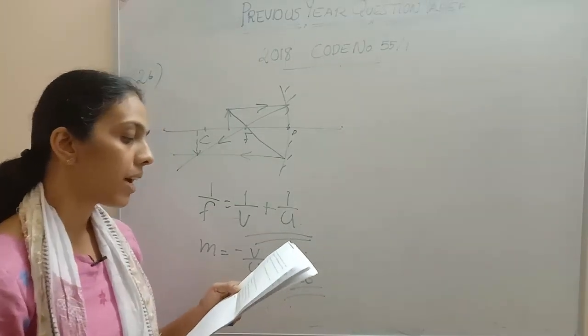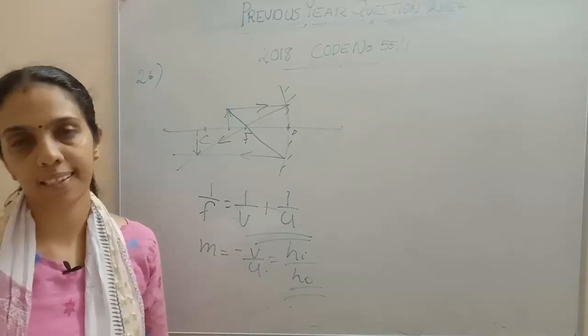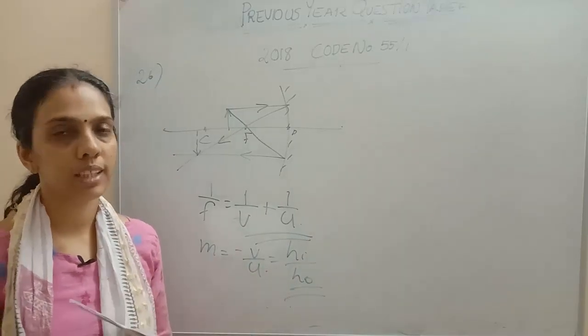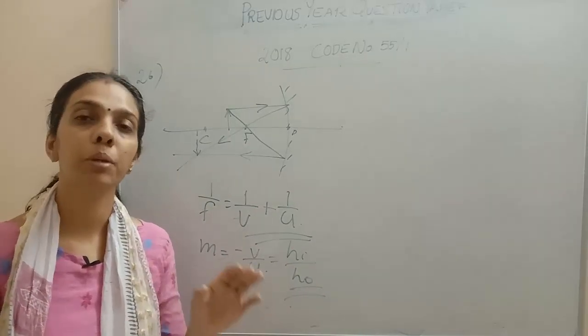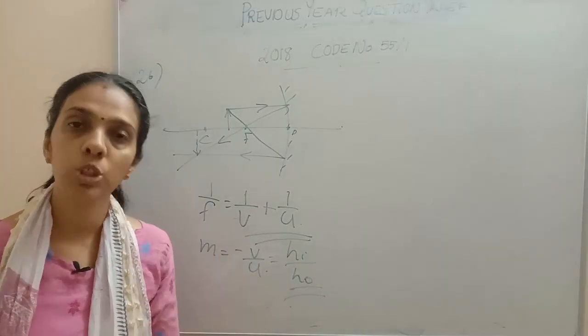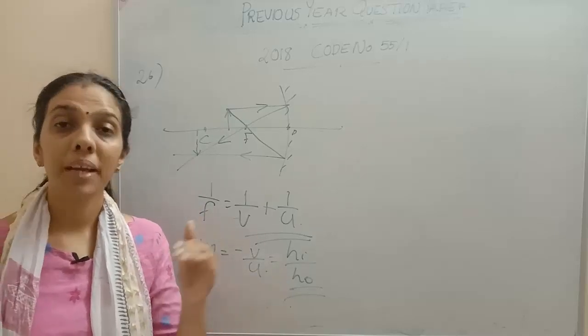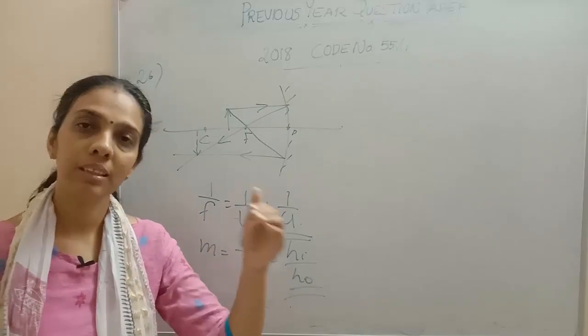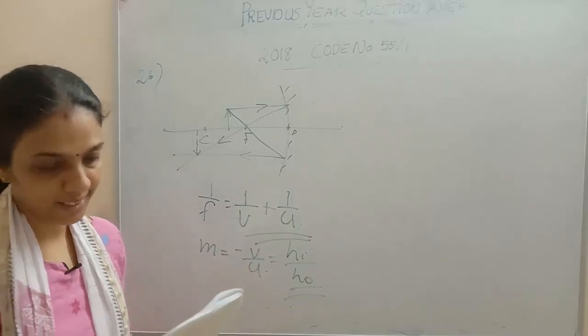Then explain the advantages of a reflecting telescope over a refracting telescope. With a reflecting telescope, we will be getting a wide range of view. It will be more clear, resolution will be more, chromatic aberration will be reduced, spherical aberration will be reduced. These are the advantages of using a reflecting telescope.